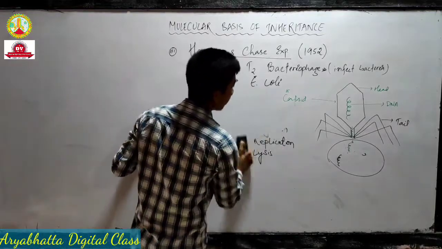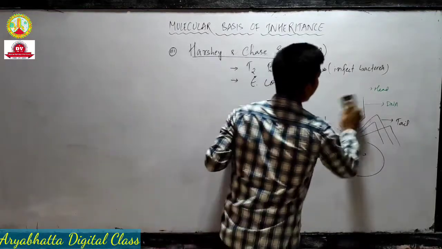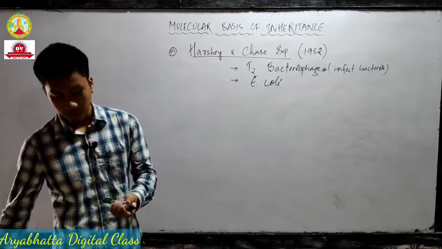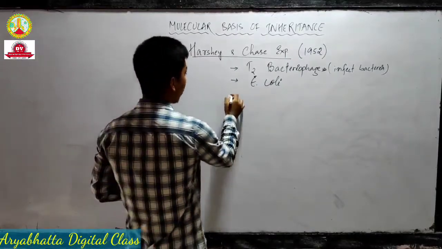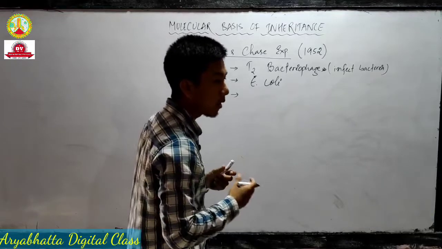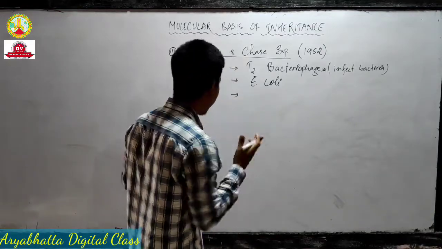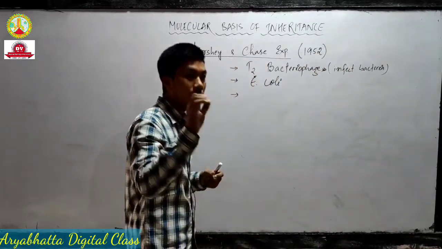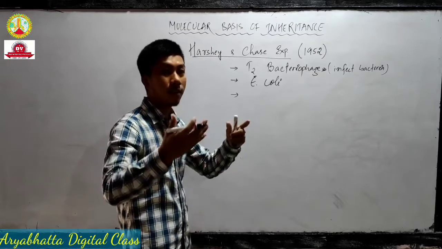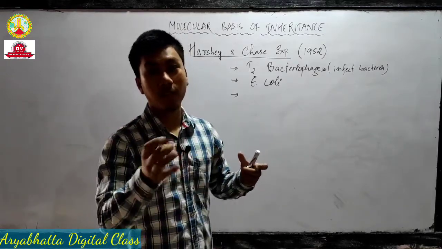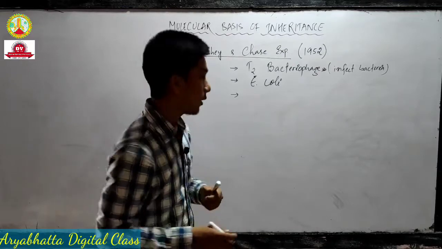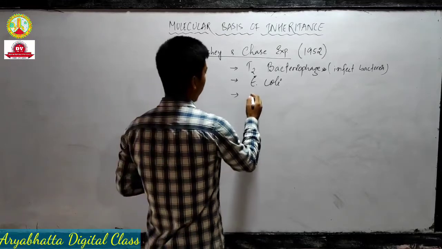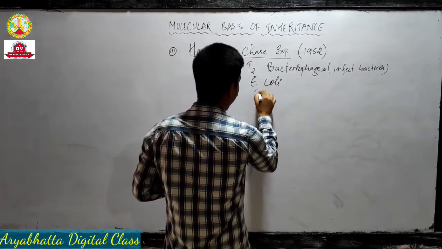In the Hershey and Chase experiment, they used two radioactive elements. You know, radioactive elements you have already studied in chemistry. A radioactive element is an element which helps us in visualizing any cells or any other molecule. Okay, it helps in visualization. So they used two radioactive elements.